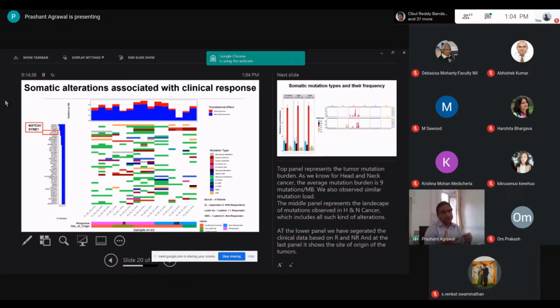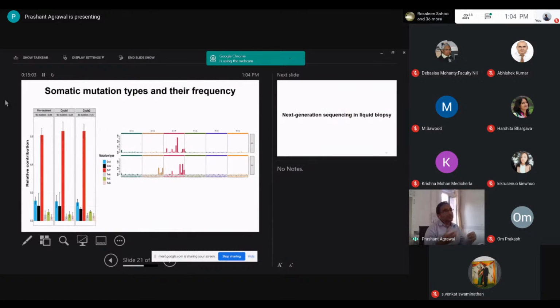And of course, you are more interested in the non-synonymous mutations, and you could see that the mutation per MB is almost more than 8, which is something that has been reported in head and neck cancer, that the mutation per MB is more than 8 or 9. And what we identified are 2 mutations, in Notch1 and SYN1, in responders compared to non-responders. So this is where the somatic mutation types you could see that we found between pre-treatment, cycle 1 and cycle 2.